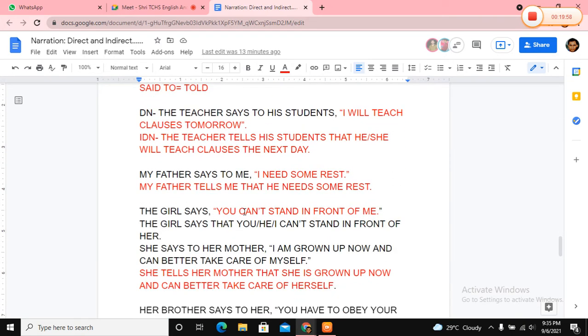The first direct narration statement is: the teacher says to his students, "I will teach clauses tomorrow." The teacher tells his students that. We removed the comma here, we applied that here. That he or she; teacher is a common gender, teacher may be a male or a female. So here I is first person. It will change according to the subject of the outer part. Our subject of the outer part is the teacher.